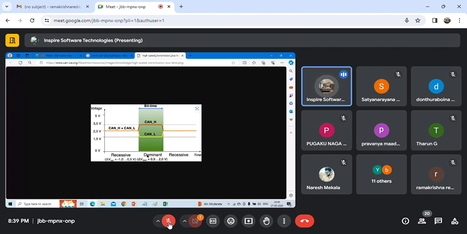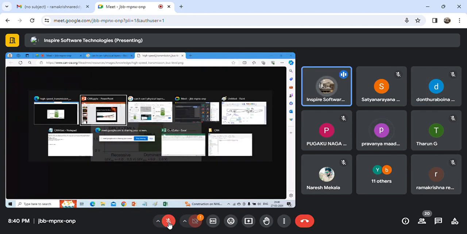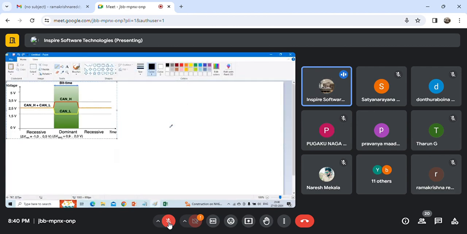A recessive bit is 1, right? A dominant bit is read as 0. In order to consider it a 0 bit, what should be the voltage differential? Let's say CAN high is 3.5 volts, and CAN low is 1.5 volts. Then the voltage difference is 3.5 minus 1.5, which is 2 volts. That 2 volts is falling comfortably in the range, right?